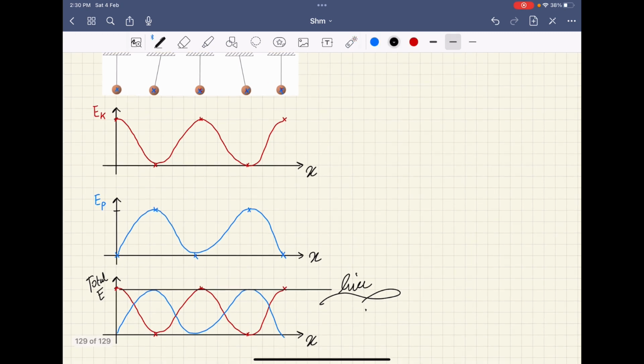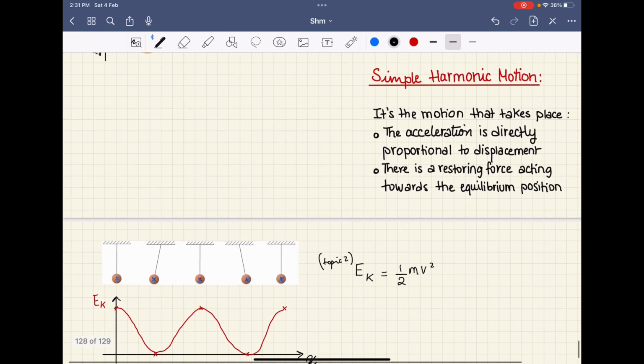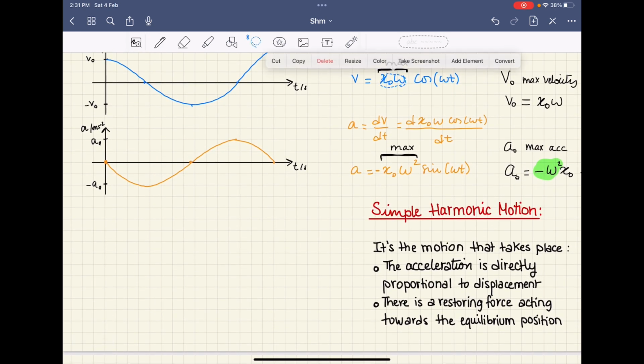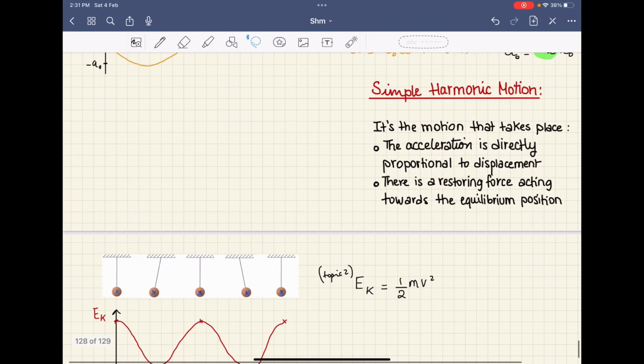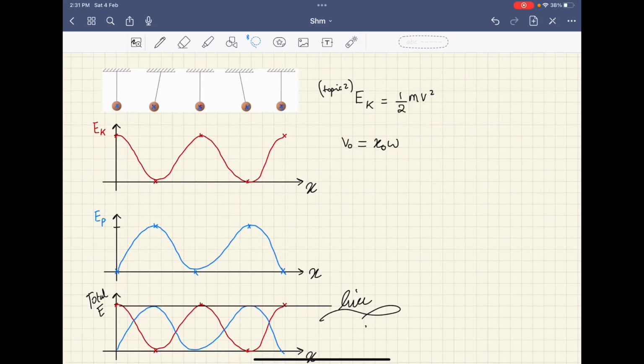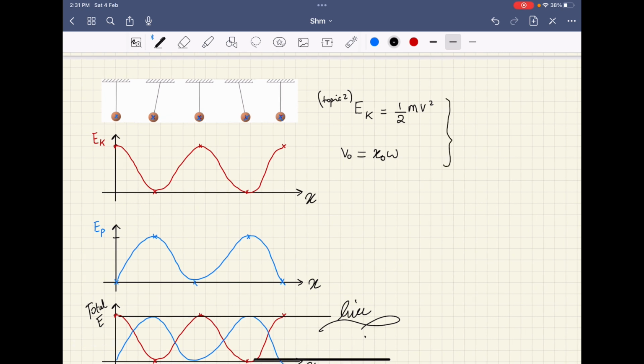Okay, now we know that kinetic energy EK equals half m v squared. And this is from topic 2, of course. What we need right now is the maximum velocity. The maximum velocity, v0, equals x0 omega. So if I would like to find the maximum kinetic energy, I can replace v and get half m omega squared x0 squared, okay? And this shows you the maximum kinetic energy, which is equal to the maximum energy that the system will have. Now, all of these equations are found in the data booklet.